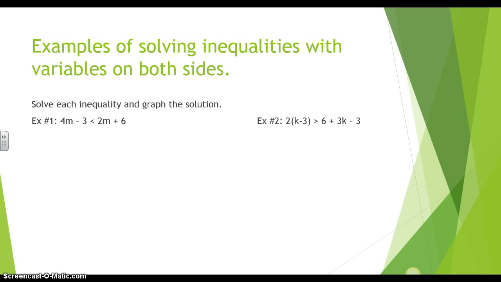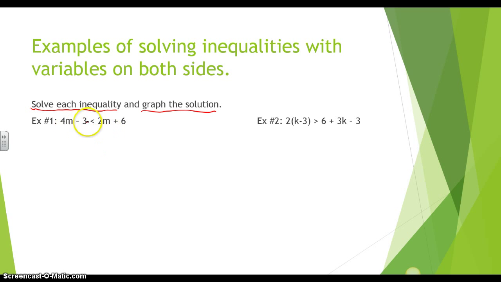So here we have some examples working with inequalities with variables on both sides. Notice they want us to solve the inequality and then we're going to graph the solution. So here we have 4m minus 3 is less than 2m plus 6. So I want to get all the variables on one side. I'm going to get the numbers by themselves on the other. In this situation, I'm going to get the m's on the left side and the numbers by themselves on the right side. It doesn't matter which side you put the variable on or the numbers by themselves.